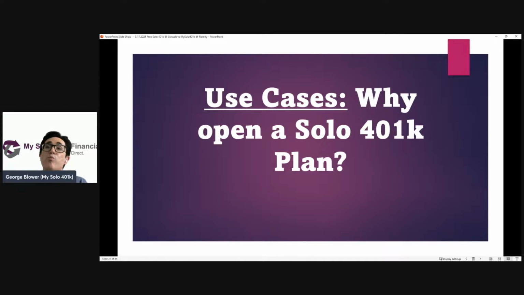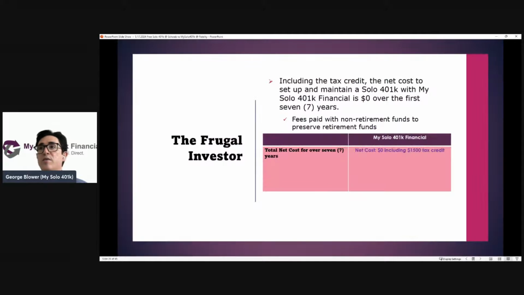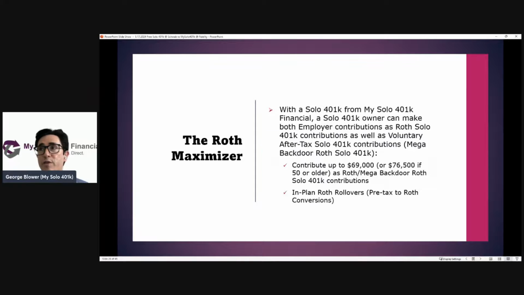So once we have this foundation of knowledge, okay, what are some use cases that we see, right? So the frugal investor, because again, the $1,500 solo 401k tax credit is going to more than offset the cost to set up and maintain a plan with us for the first 7 years. So your net cost is going to be zero. You do not have to use retirement money to pay our fees either. Our fees are not going to deplete your retirement account balance. You can use non-retirement money to pay our fees.